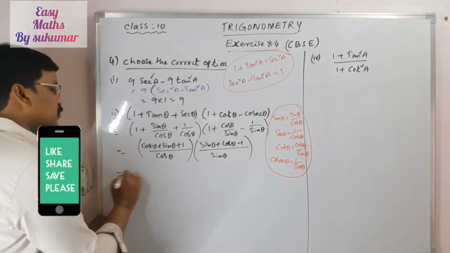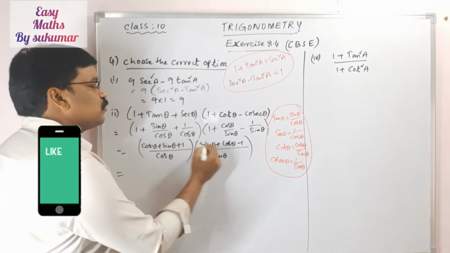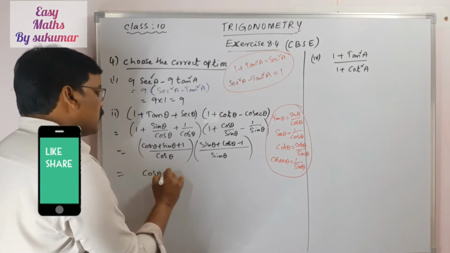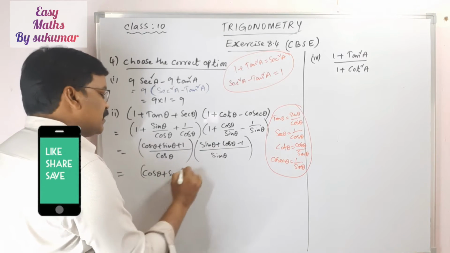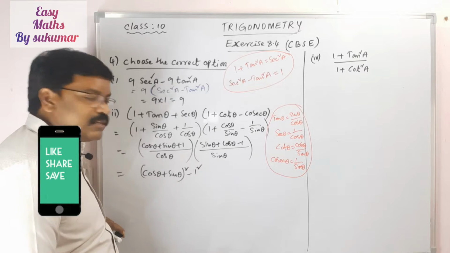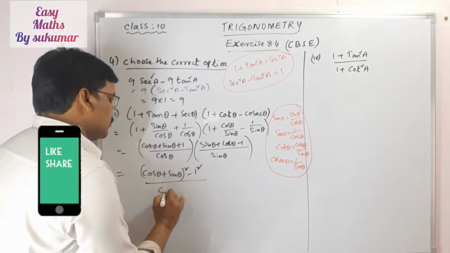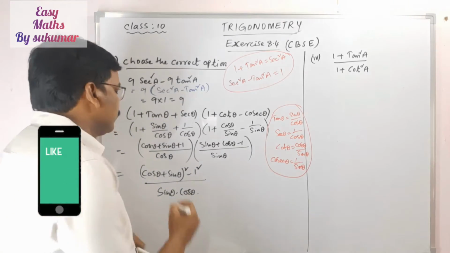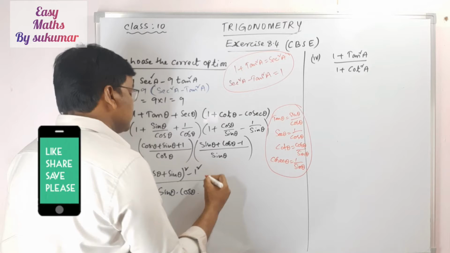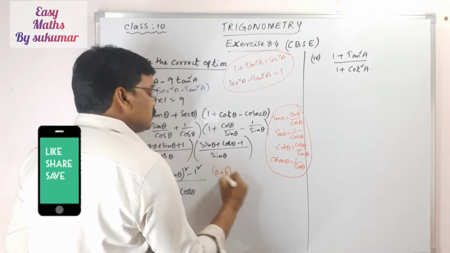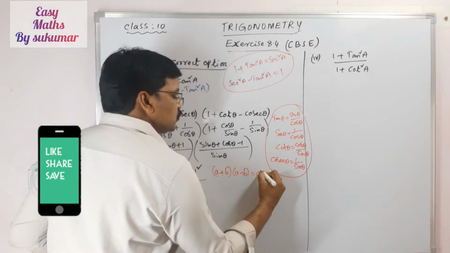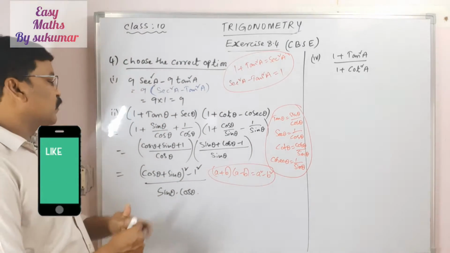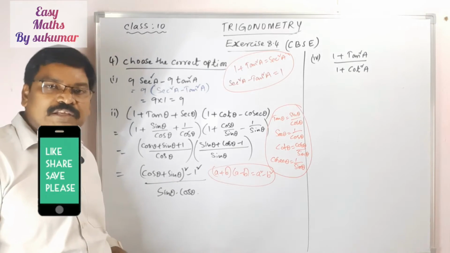See my dear students, here cos theta plus sin theta plus 1 times cos theta plus sin theta minus 1 is in the form of (a plus b) times (a minus b). That means a square minus b square by sin theta times cos theta. We use the algebraic identity here: (a plus b) times (a minus b) is equal to a square minus b square. So here (cos theta plus sin theta) whole square minus 1 square.